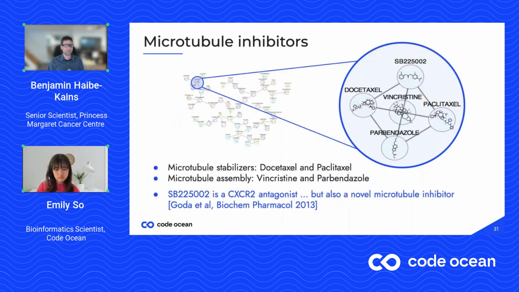And that's an example for the microtubule inhibitors. They don't have very similar structures, but they affect the cell viability and the expression in a very similar way. So we found very famous drugs such as docetaxel, paclitaxel and vincristine, for instance. And they're all either microtubule stabilizers or inhibitors. But these new experimental compounds, called SB225002, was not known to be a microtubule inhibitor, even though it clustered very closely to all the other microtubule inhibitors.